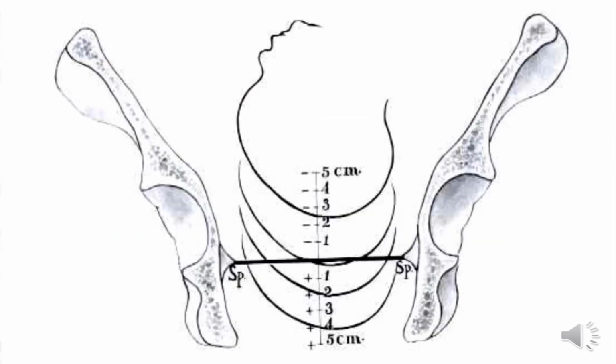Here in this picture you see the descent of the head and the rule of 5. This is the ischial spine. Molding of the fetal skull bones.